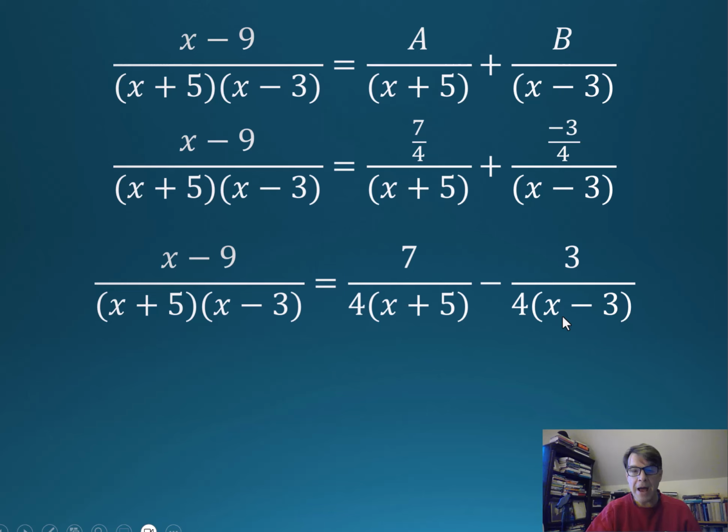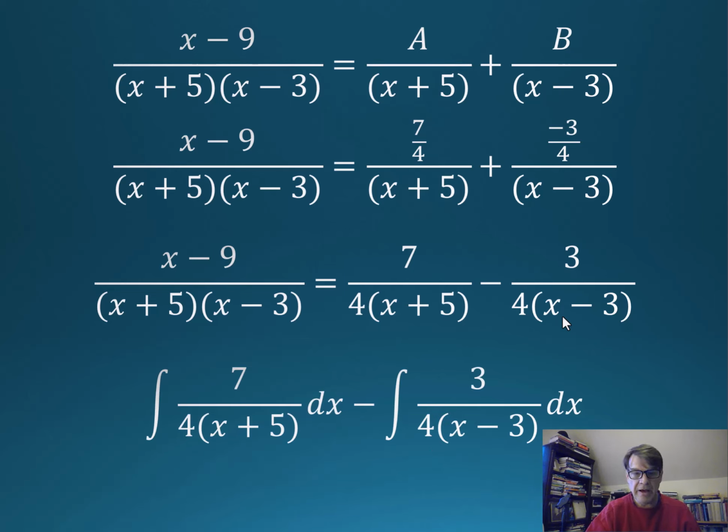Now, when we go back to the original, basically the integral of this, that's what we started off with, right? What's the integral of x minus 9 over x plus 5 times x minus 3? That was our problem. We're going to take the integral of this, and we can pull these apart, right? Because the integral of this is the integral of this minus the integral of this.